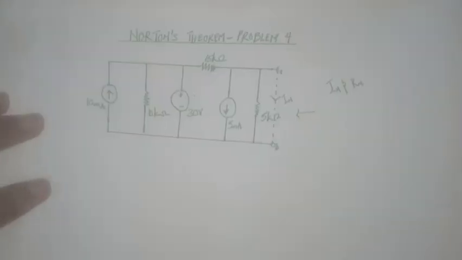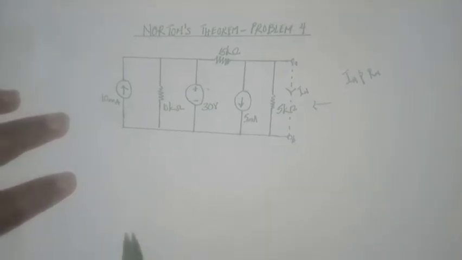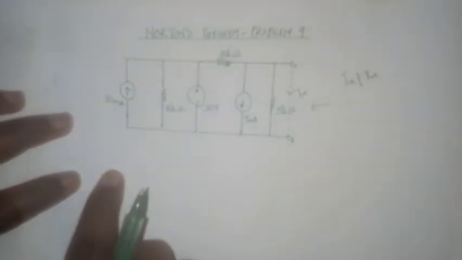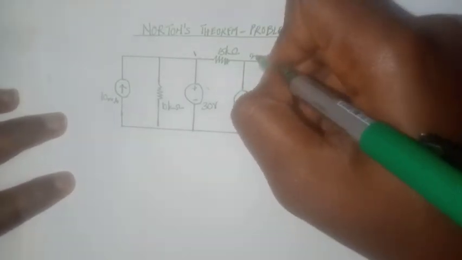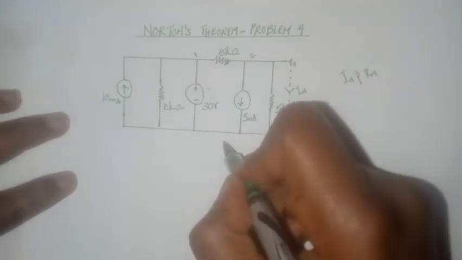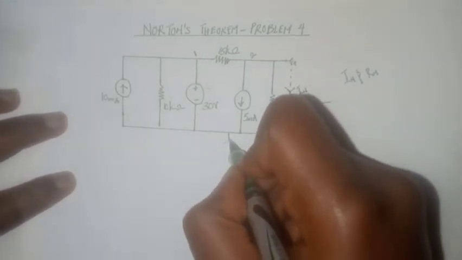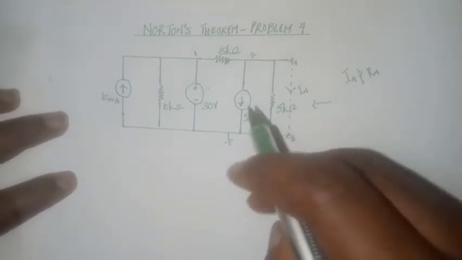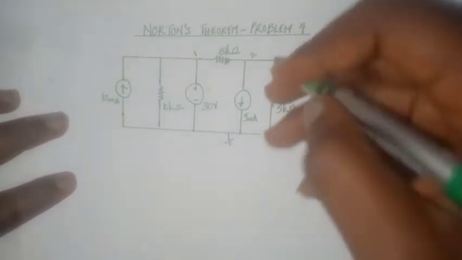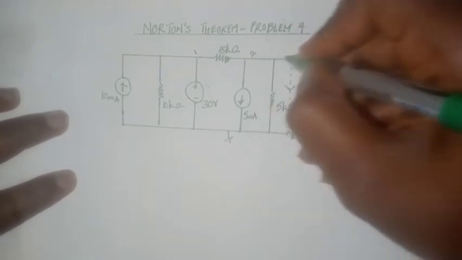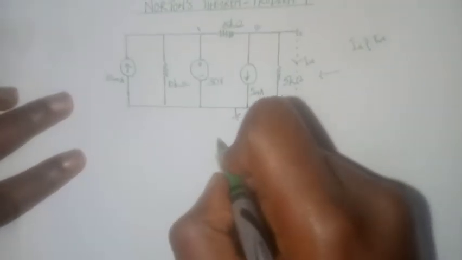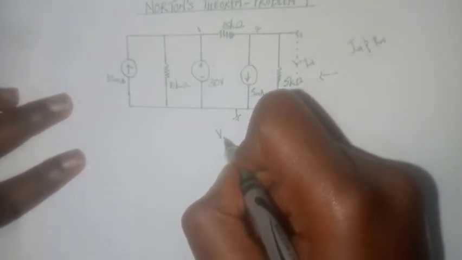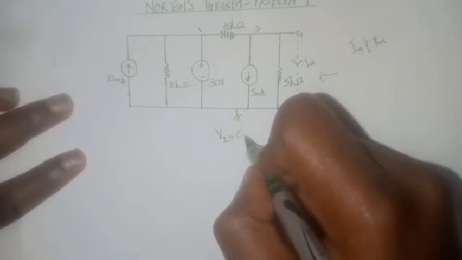We can find the value of I of n using nodal analysis, and we have three essential nodes here. We have this node, we're going to call that node 1. We have this node, we're going to call that node 2, and we have this node, I'm going to call it the reference node. So node 3 is our reference node, and if you look closely, you see that node 2 is connected directly to node 3 through I of n, so we can say that V2 is equals to 0 since it is connected directly to the reference node. So V2 is equals to 0 volts.